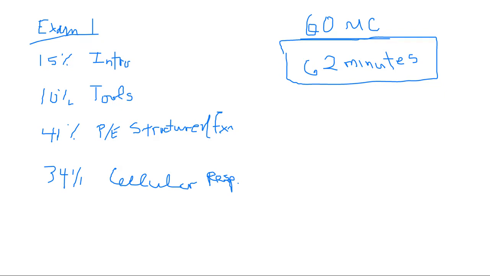And then 34% of the exam, right? So 20 questions will come from cellular respiration. That includes the chemistry, the valences and reduction and oxidation, and how many FADH2s are produced in the citric acid cycle, all those kinds of things we talked about today. Okay. What questions do you have concerning the exam?